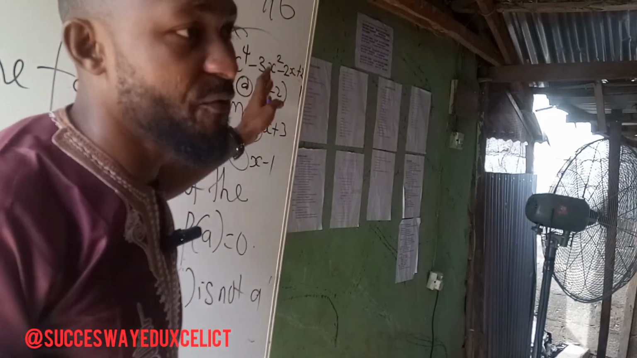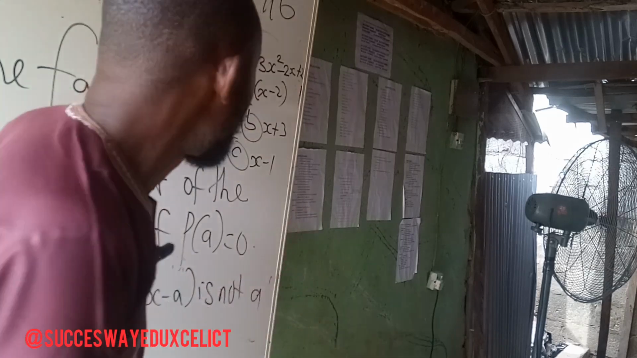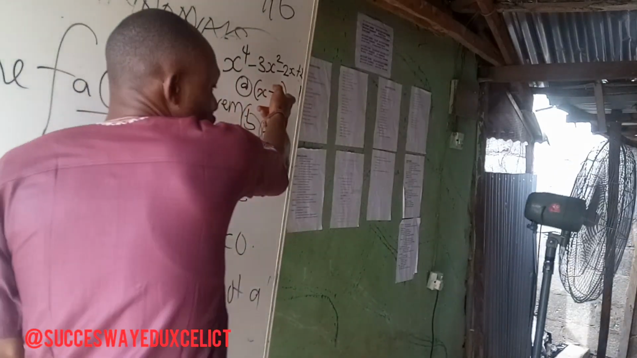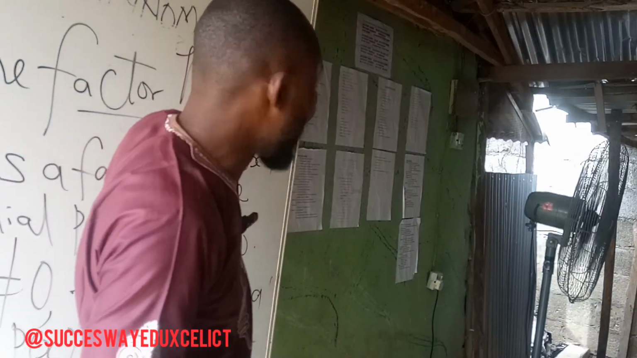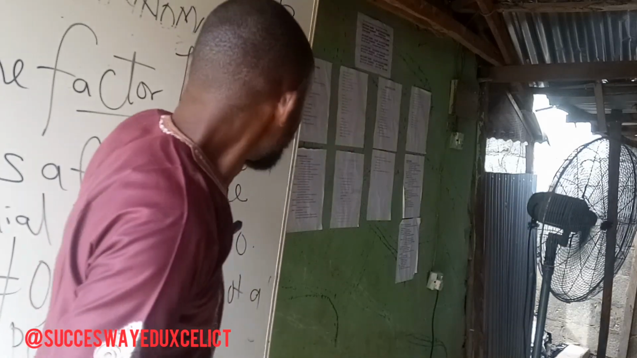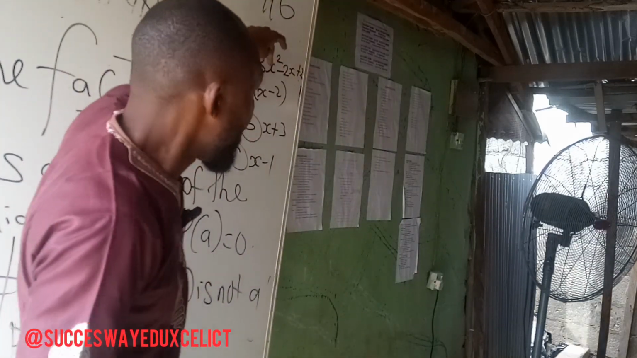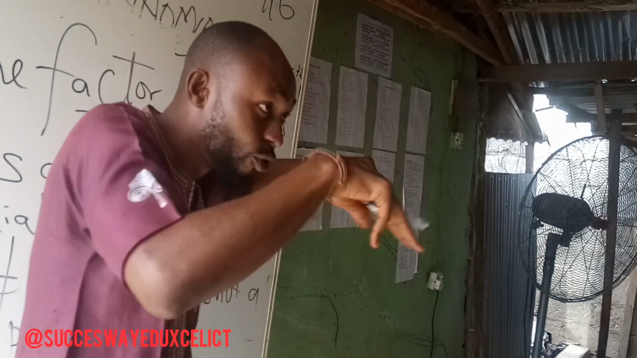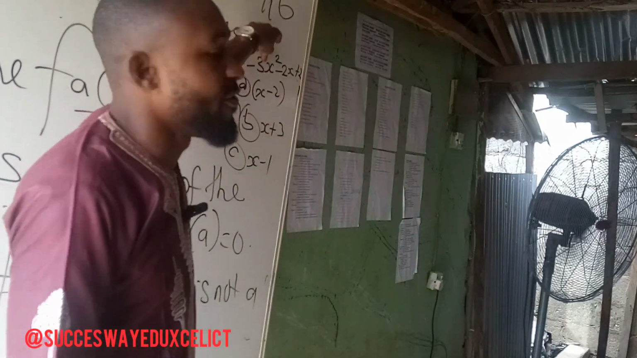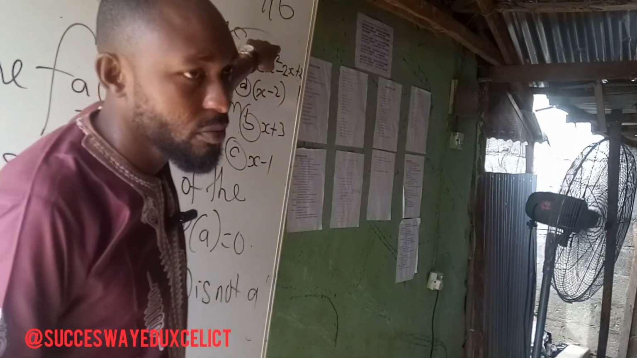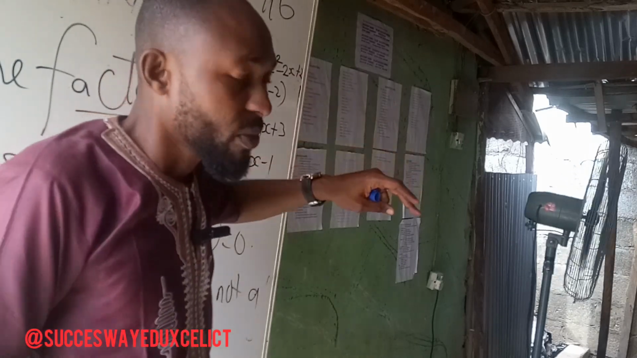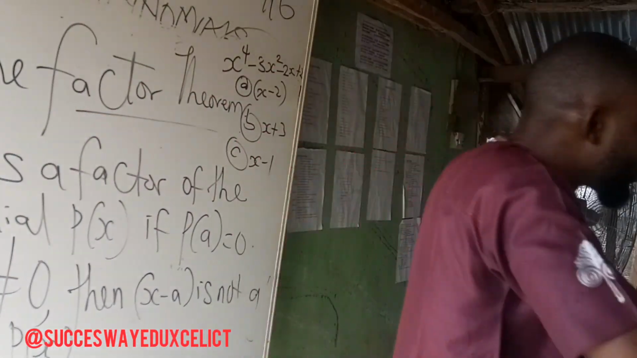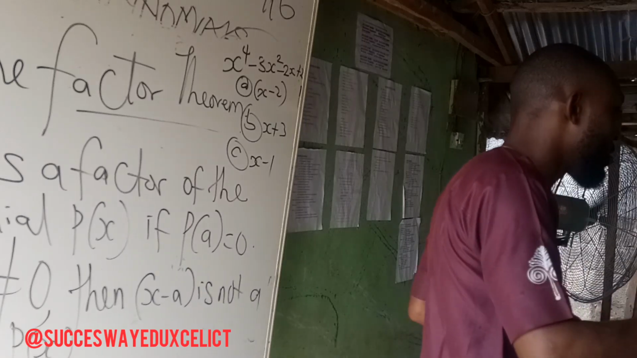For you to know which is a factor, let's start with that. All you need to do is make x the subject of formula here. This will give us x is equal to 2. Substitute the value of 2 into here. If this polynomial gives us 0, it means x minus 2 is a factor of this polynomial. If it doesn't give 0, it means x minus 2 is not a factor of that polynomial.